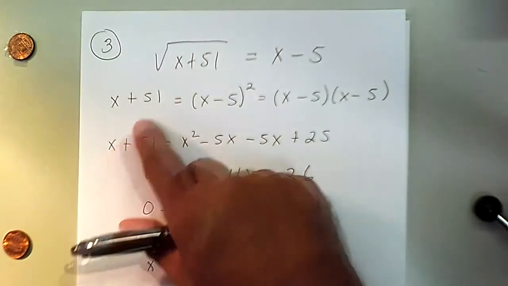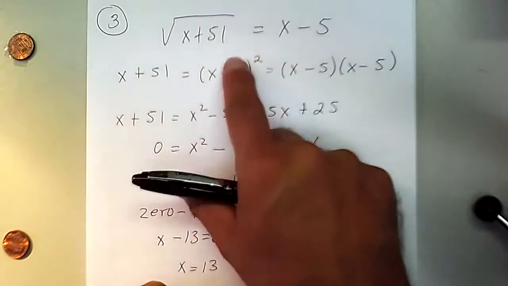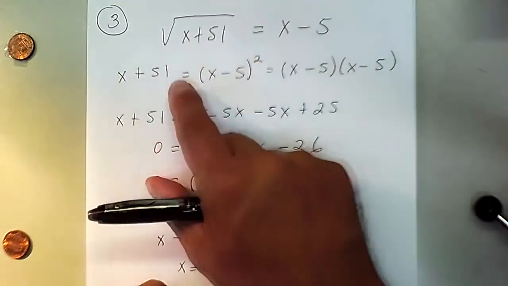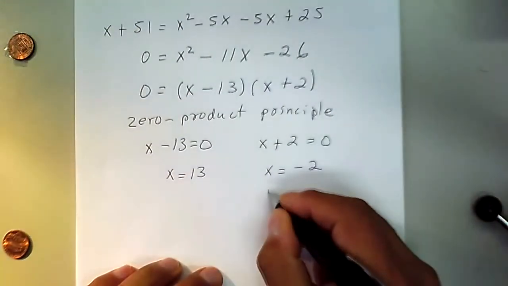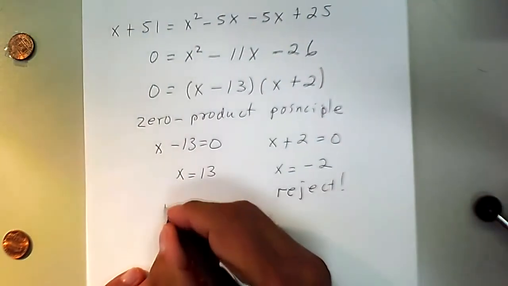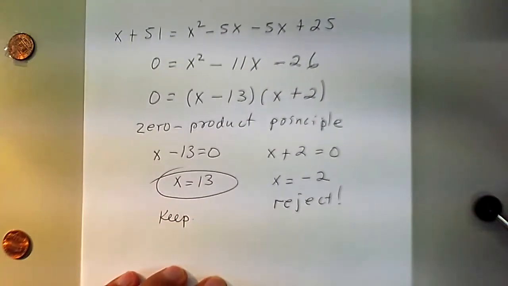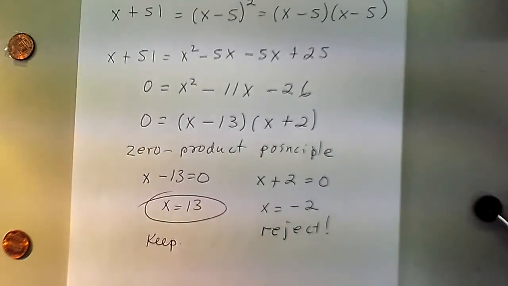So they may seem like this is a solution, but it isn't. There's a huge gap between negative 7 and 7. So we reject this guy. Reject. And this is a keeper. And so this is the only solution, 13, not negative 2.